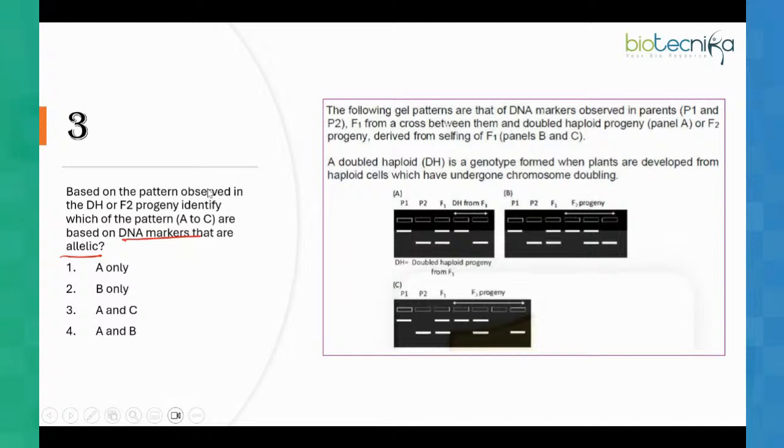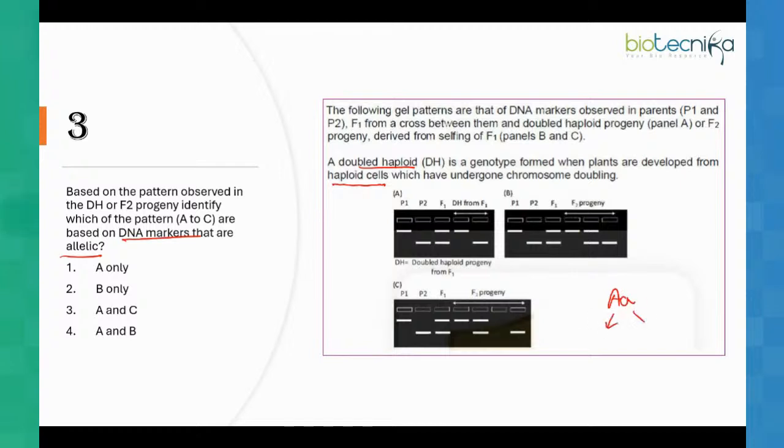Yes. So I hope all of you have analyzed the question. Let's have a look at this question now. Now what are double haploids? It is mentioned that double haploids are produced from plants which are developed from haploid cells that have undergone chromosomal doubling. So suppose you have a plant which has this genotype.